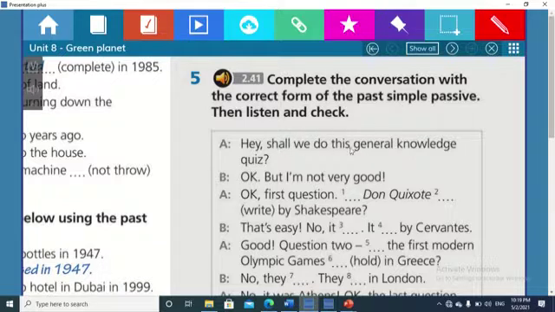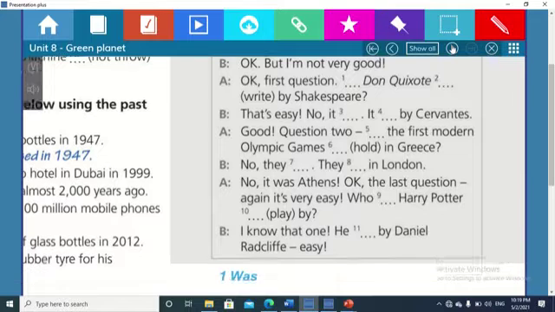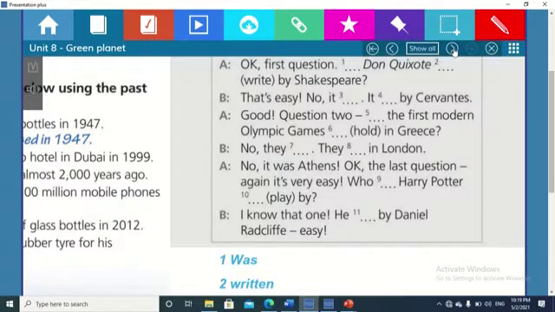Hey, shall we do this general knowledge quiz? Okay, but I'm not very good. Here's the first question. Don Quixote by Shakespeare.